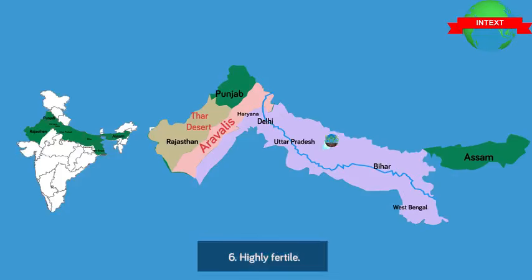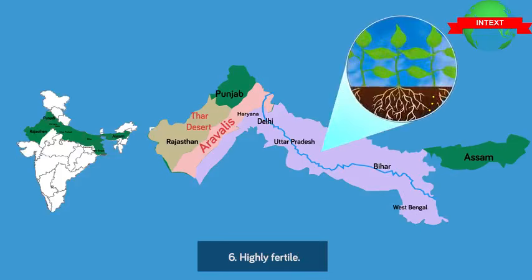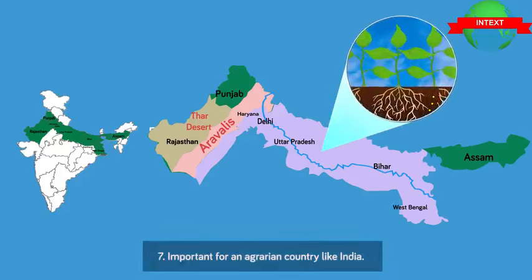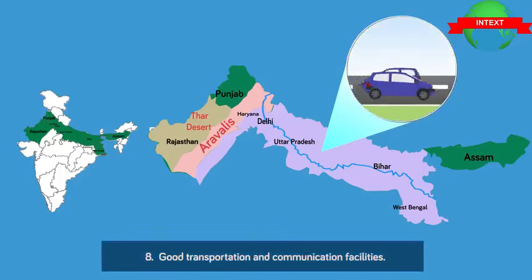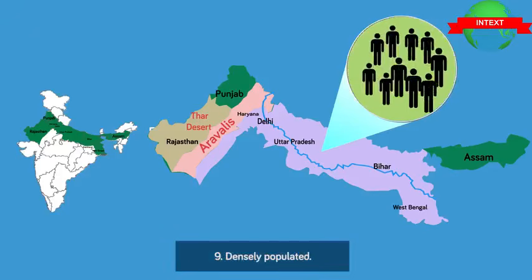6. The North Indian plains are highly fertile and have deep alluvial soil. 7. Because of high fertility, this region is very important for an agrarian country like India. 8. The region is also characterized by good transportation and communication facilities. 9. Because of such characteristics, the density of population in this region is also very high.